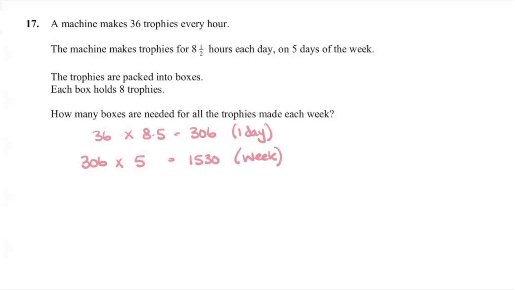Now we need to know how many boxes are needed for all these trophies. And a box will hold 8. So we're going to take our total number, divide it through by 8, and we get 191.25 on the calculator. We are going to need 192 boxes. 191 is not enough to fit everything in.